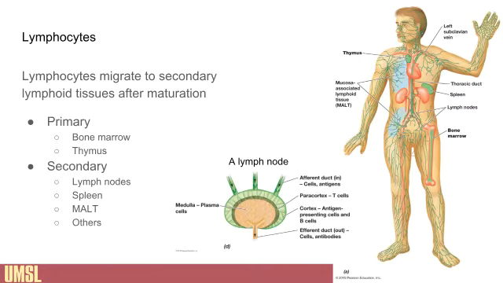Now they're not just equally dispersed throughout our lymphatic system, but they like to reside in secondary sites throughout our body, and these are lymph nodes, our spleen, and then mucosal associated lymphoid tissue. This MALT is what we're going to be talking about a lot when we're talking about gastrointestinal pathogens, because there's a ton of MALT in our intestines.